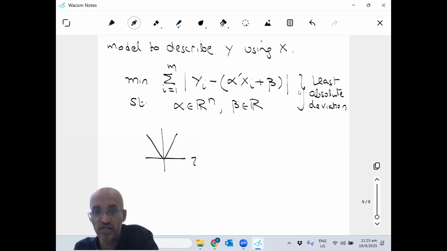So if I take z, the absolute value of z is this function. It's a piecewise linear convex function. Okay. So I can rewrite this problem as a linear program.